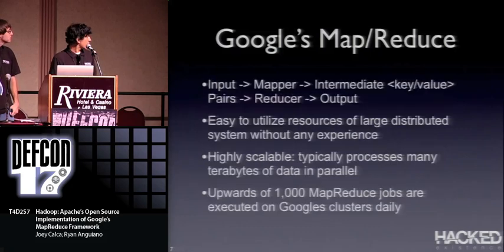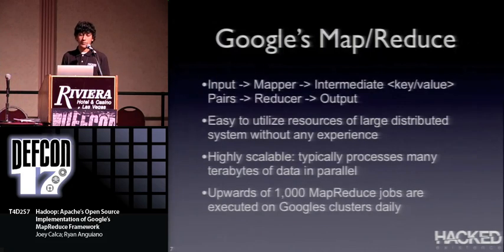And here's basically the workflow of MapReduce. You get your input data, you run it through your mapper. The mapper outputs some intermediate key-value pairs, which get passed to a reducer, and the reducer spits out your output. We'll talk about this in a second. It's real easy to utilize with a large distributed system without any experience. You don't have to mess with the network. You just have to write your mapper and your reducer.